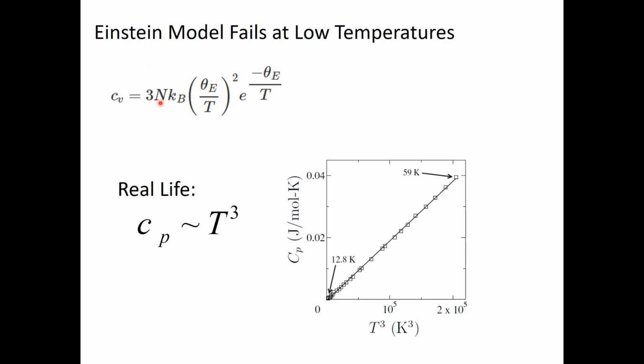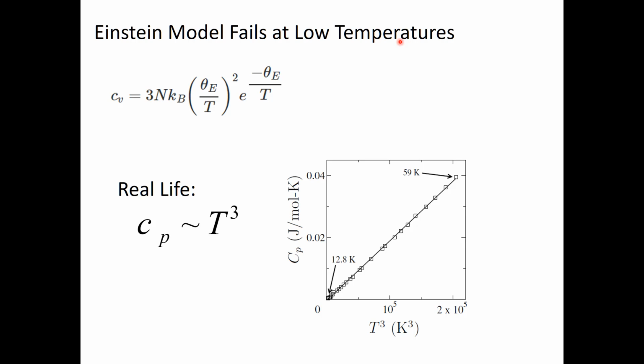If you look at the Einstein model, remember at low temperature we expected a behavior that looked kind of like this. So we had this expectation of this kind of scaling when you go to very low temperature. In real life, at very low temperature, the heat capacity scales with T cubed. So this is kind of a funky figure. The x-axis is T cubed, and the y-axis is heat capacity, and we're looking below 59 Kelvin. And so what this figure is showing you is that the heat capacity is linear with T cubed. Okay, so why is the Einstein model failing at low temperatures?